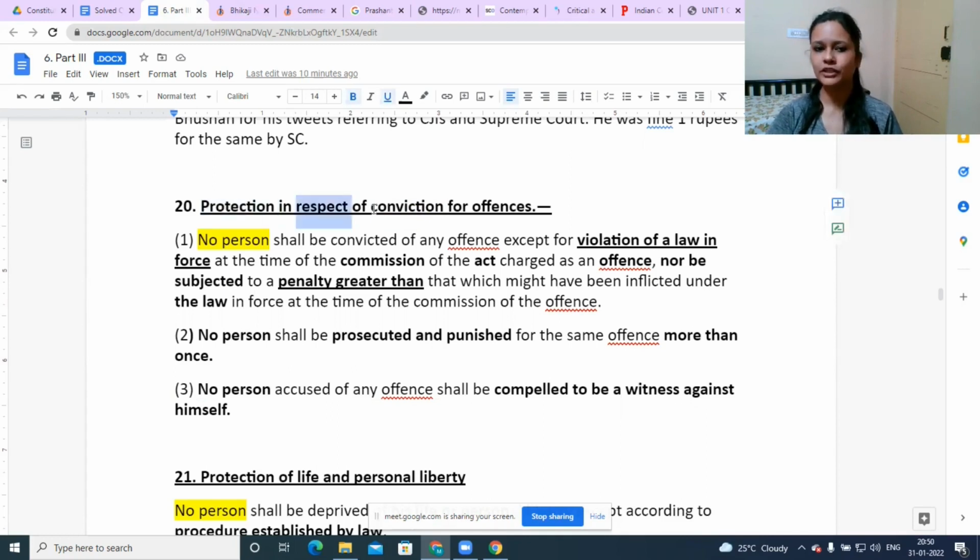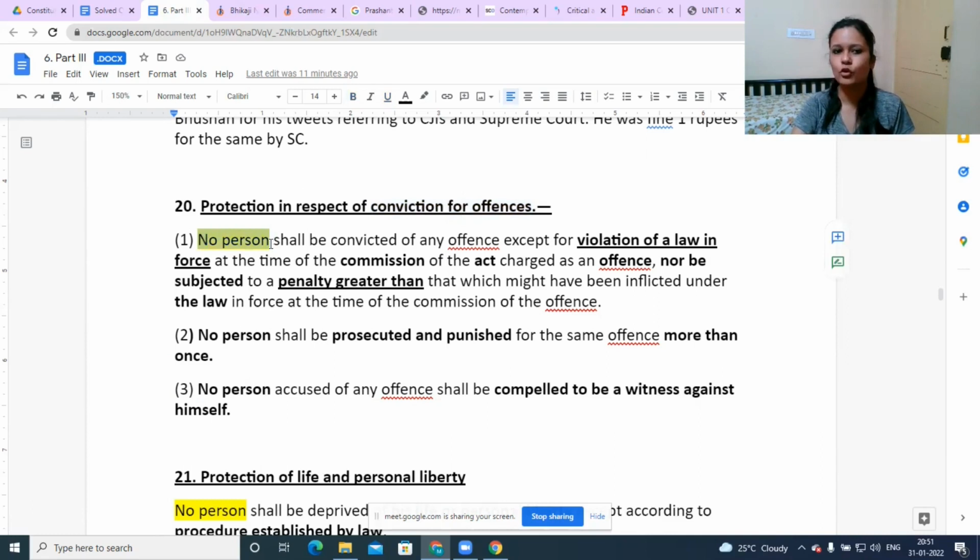It talks about protection in respect of conviction for offenses. Even when a case is filed against the person, his guilt is proved and court has convicted him, even in such a case, that person would have a right to ask for some protections. It's not like someone has committed a crime means all his rights are gone. No, he would still have some rights, and these rights are related to his conviction for the offense. So there are basically three things which are mentioned here.